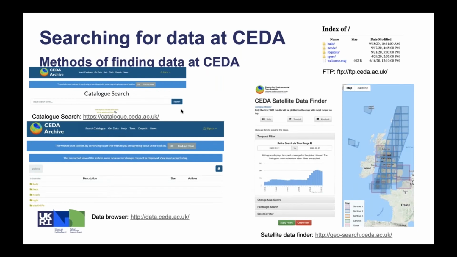So quickly, just taking you through these different ways of finding data. In the top left-hand side, we have the catalog search, where you can input any search terms and then search your data. Bottom left, we have the data browser, where you can click on NEODC and it takes you through all of the data sets that we provide for Earth observation. In the top right, we have the FTP service, and at the bottom right, we have the GeoSearch CEDAR satellite data finder.